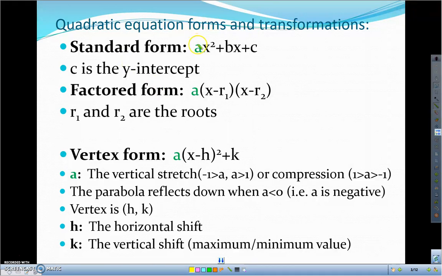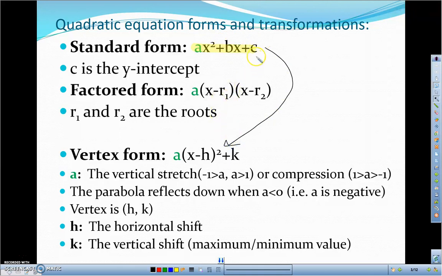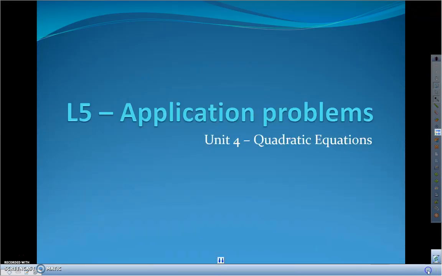Ultimately, what we've been working towards in this unit has been looking at the standard form and trying to be able to go to the vertex form, or in some cases find the factored form, which will then give us the roots and be able to give some important information about the relation.